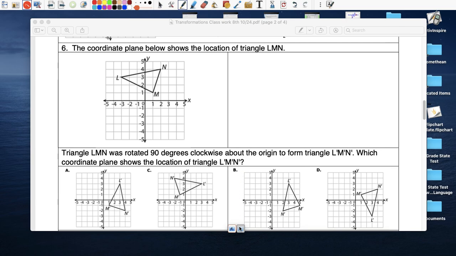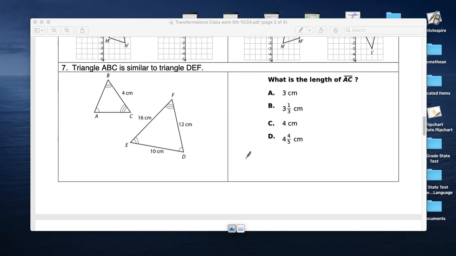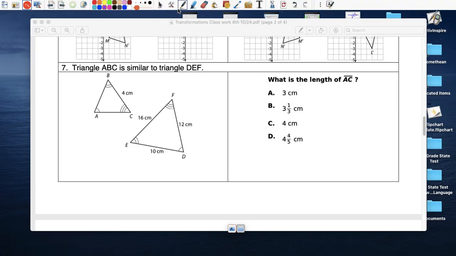7. Triangle ABC is similar, so we know that two things: corresponding angles are congruent, and they're showing it to us. And if they're similar, we also know that the sides were multiplied by the same scale factor. So let's find the sides. This 4 centimeters is between this angle that has 2 lines and this angle that has 3 lines. So this side here corresponds to this side here.